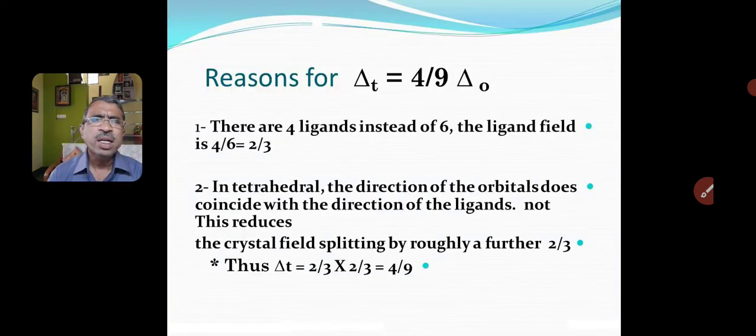Now, I have shown here the reason for delta T equal to 4/9 delta naught. There are 4 ligands instead of 6 in the ligand field, so 4/6 is equal to 2/3. In tetrahedral, the direction of the orbitals does not coincide with the direction of the ligands. This reduces the crystal field splitting by roughly a further 2/3. Thus, delta T is equal to 2/3 into 2/3, that is equal to 4/9.